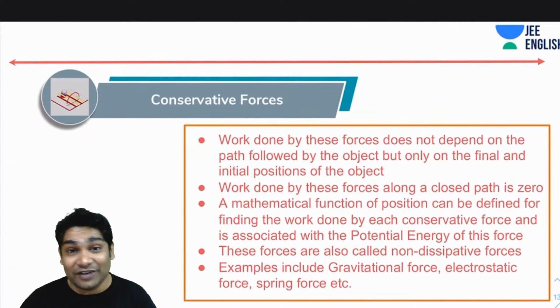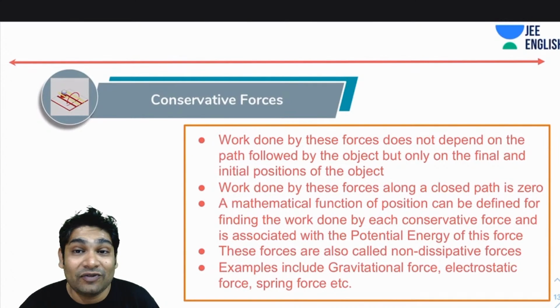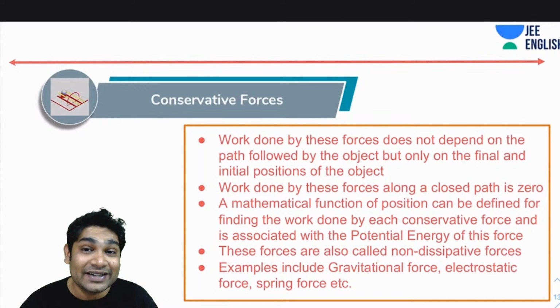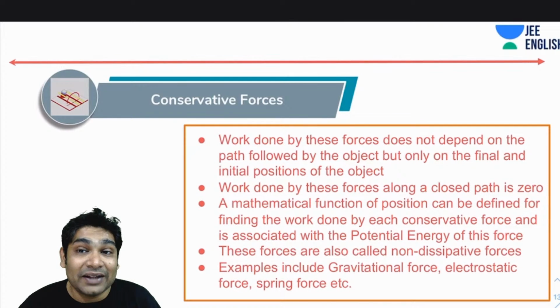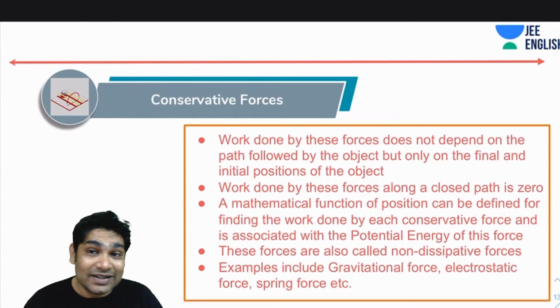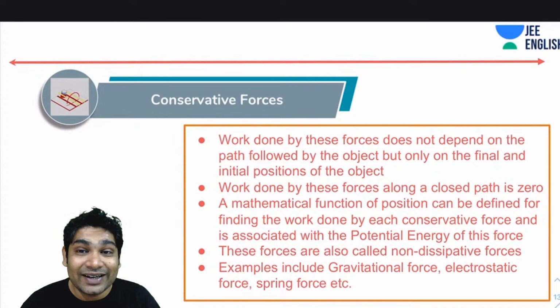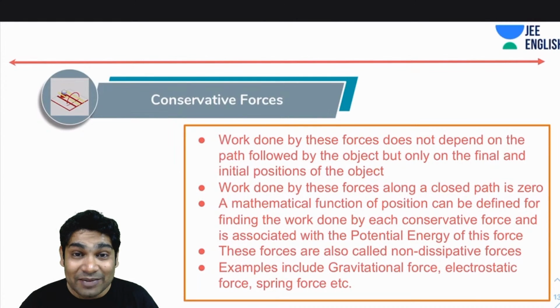So let's talk about the conservative forces now. Work done by these forces does not depend upon the path followed by the object. It only depends on the initial and the final positions. Let's try and prove that. And also you've been told that the work done by these forces along a closed path is zero, which we have already seen. What do I mean when I say work done by a force along a closed path? Closed path means that the object is able to return to its original position.